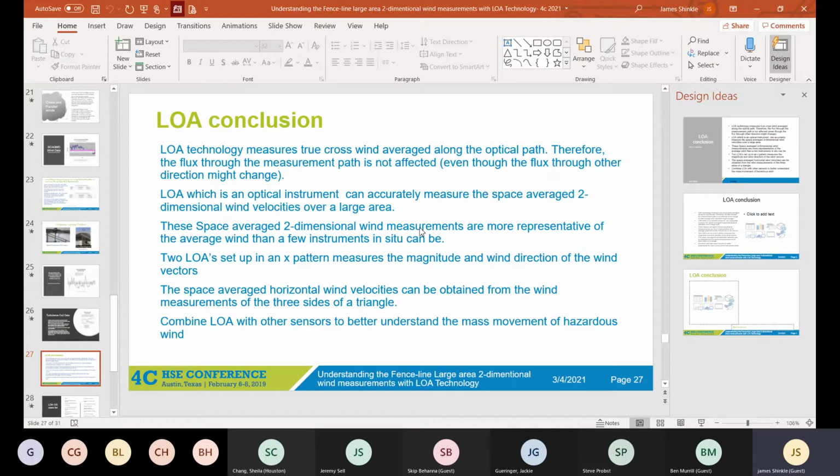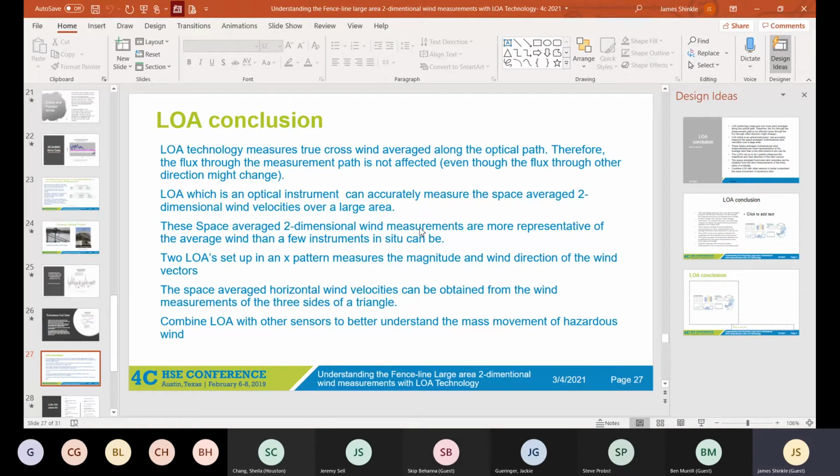When you use 2 LOAs in an X pattern, we can measure the magnitude of the wind direction and the wind vectors. So it's like a giant anemometer. And the space-averaged horizontal wind velocities can be obtained from the wind measurements of the 3 sides of a triangle. If we're surrounding a facility or an area of concern or a process, we can surround it in a triangle and understand what the wind is doing around that process and where it's going.